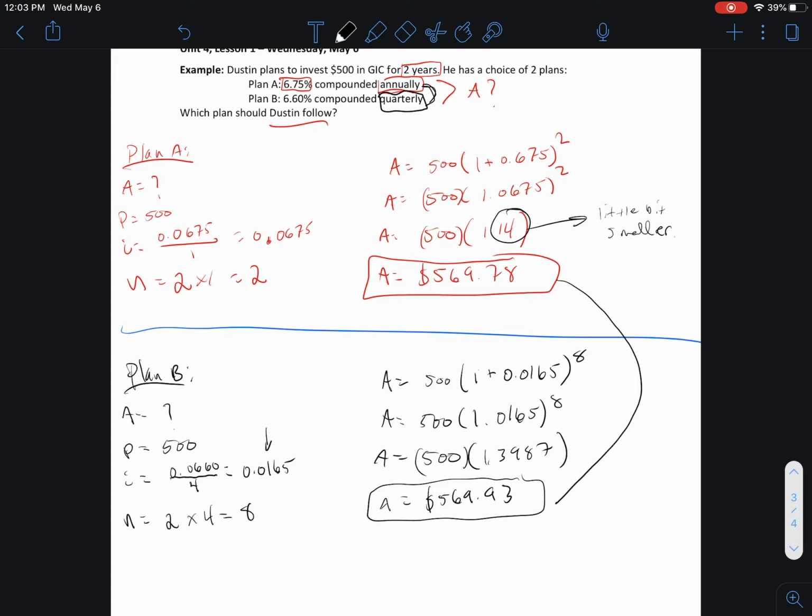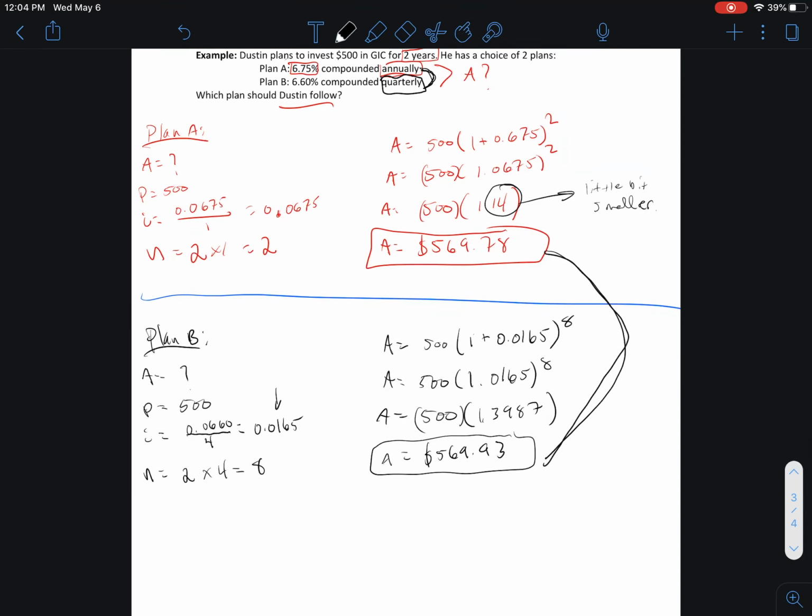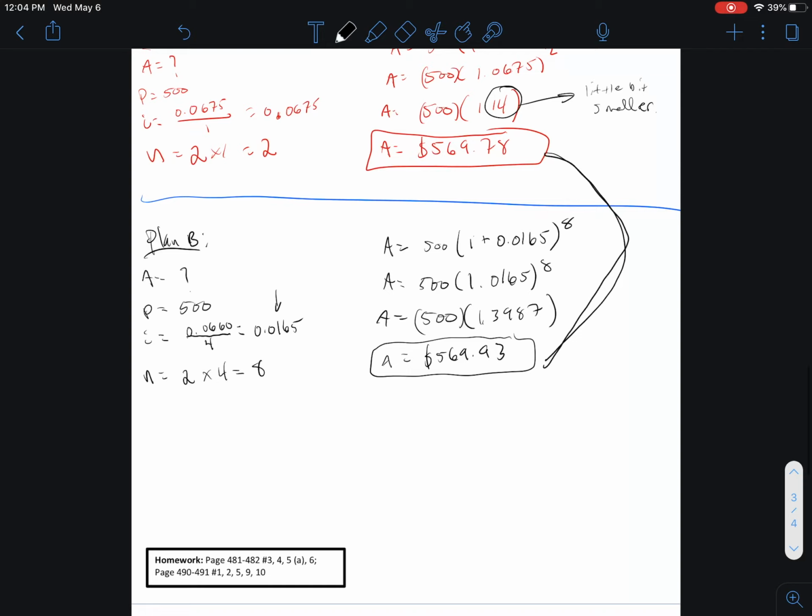Okay, so you can see the difference between these two answers, right? We're talking about cents difference, right? Now, all that means is that there's not a whole lot of difference between the two plans. There's not a lot of difference between the interest rate, first of all, but also in the way that they're being compounded. So do you really care about whatever it is, 15 cents or whatever, right? Over 2 years? Probably not. So for Dustin, it's really probably not going to matter, right?